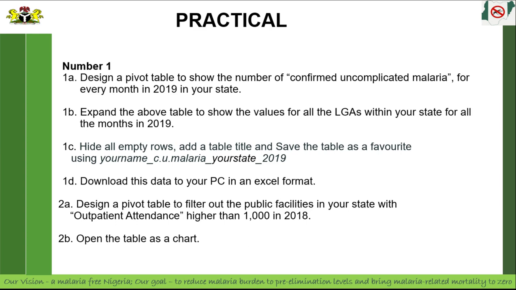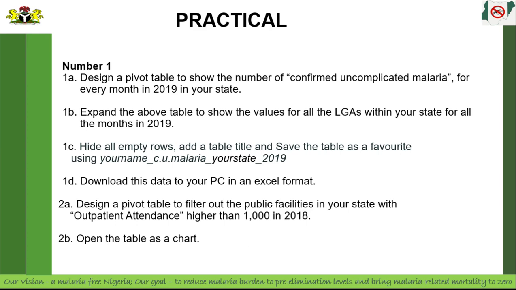The next practical question is to design a pivot table to filter out the public facilities in your state with outpatient attendance higher than 1,000 in 2018. We're going to do this by adding a measure criteria, and the operation is going to be greater than, and the value is going to be 1,000. We're going to do this in the table options.